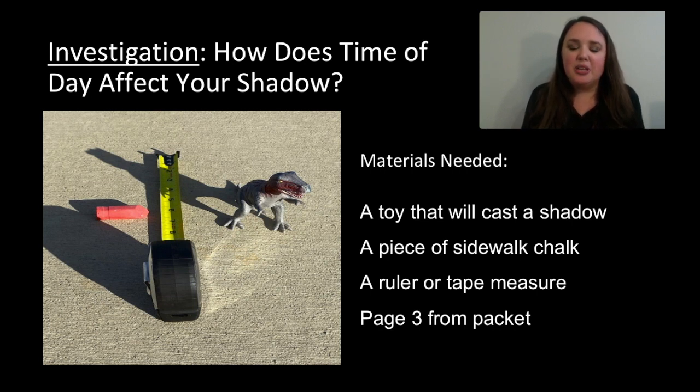You also need a piece of sidewalk chalk. Doesn't matter the color or the size, just something that you can use to trace your shadow. You also need a ruler or a tape measure, something that you can use to measure the shadow. And then finally, you're going to need page 3 from your packet. All right, let's go over the directions.